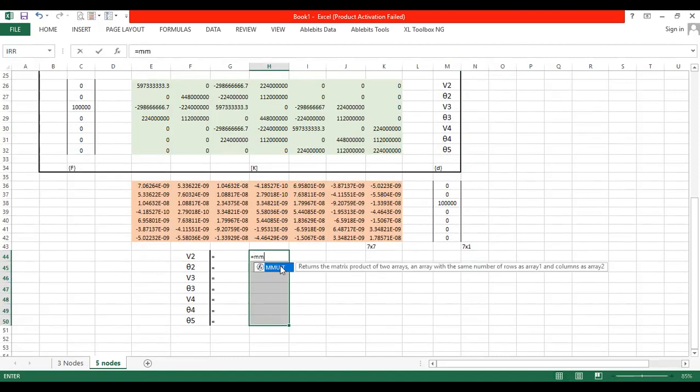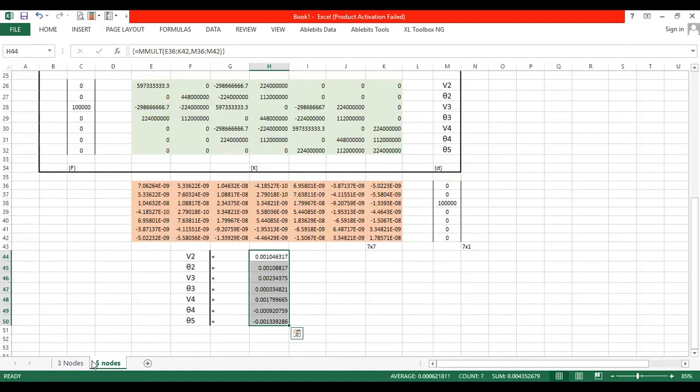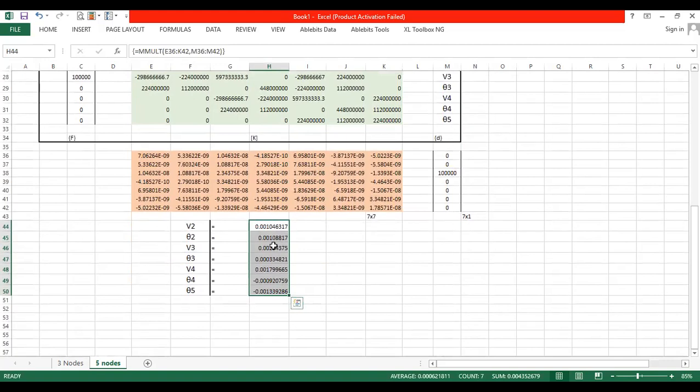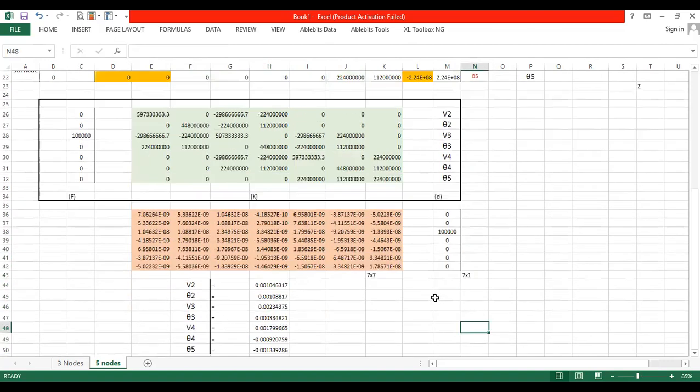MMULT. This is the first matrix. This is the second matrix. And Control Shift Enter. So these are your displacement and rotation, right? So you can see theta 4 is in the anti-clockwise direction, other thetas are in the clockwise direction, right? Okay.